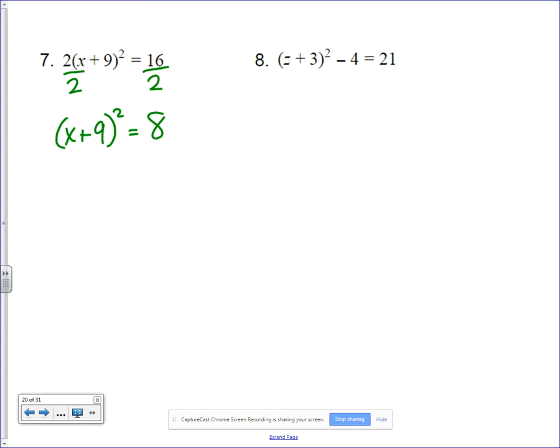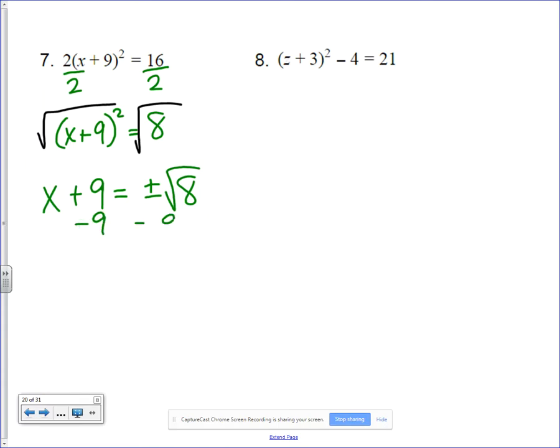Okay, now how do I cancel out the little squared, Chase? What's the opposite of squaring something? Somebody help him. What's the opposite of squaring something? Square root it. Unfortunately, 8 is not a perfect square. So we're just going to leave it like that for now. Okay, how do you get rid of this plus 9? So now I have x equals plus or minus the square root of 8, then minus 9. So now we're ready to find our answers.